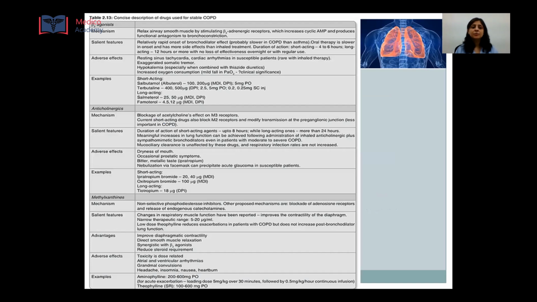So this is in brief about the different drugs that we use for the symptomatic management of COPD. Beta-2 agonists, how do they act? They act by relaxing the airway smooth muscles, by stimulating the beta-2 adrenergic receptors, increasing the cyclic AMP, and producing an antagonism to bronchoconstriction. They are rapid in onset, and the oral therapy, though, is slower, but will have more side effects as compared to the inhaled treatment.